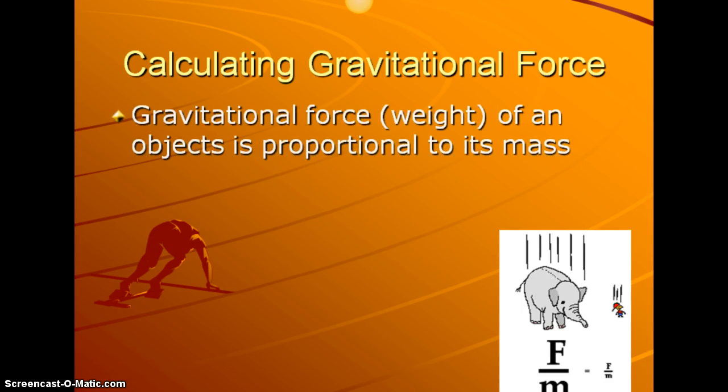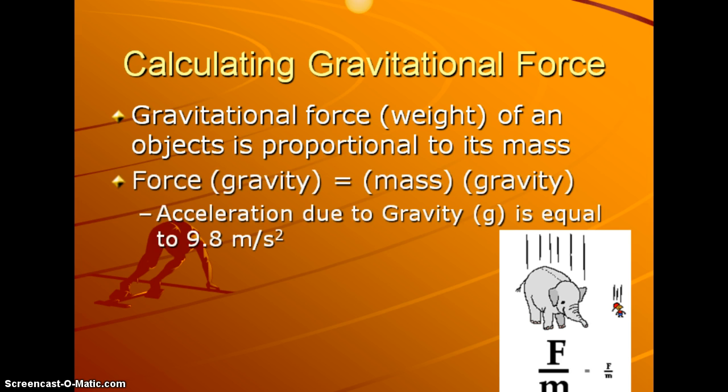So what we're going to look at is calculating gravitational force. And when we talk about gravitational force and calculating it, we're actually calculating weight. But when we're calculating it in science terms, we generally will put it in a force term of newtons. However, you can calculate it in pounds or kilograms, something like that as well. So the gravitational force of an object is proportional to its mass. So our equation here is force, or gravitational force, is equal to mass times gravity, or the pull of gravity.